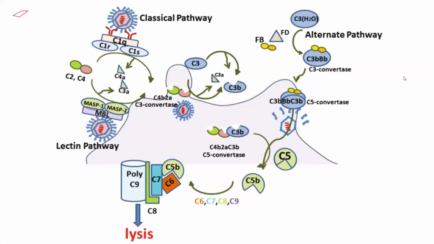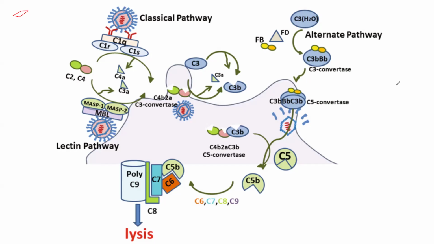Hello, students. Today we have to discuss the complement system, its activation, and its role. So, the first thing is, what is the complement system? The complement system is a system of about 30 proteins which take part in the immune system, or you can say it is a component of the innate immunity.